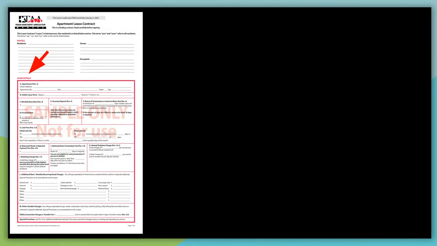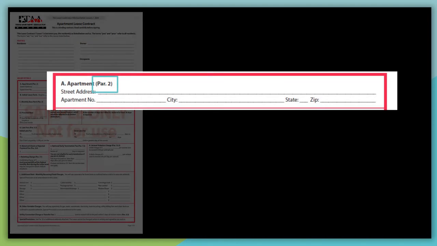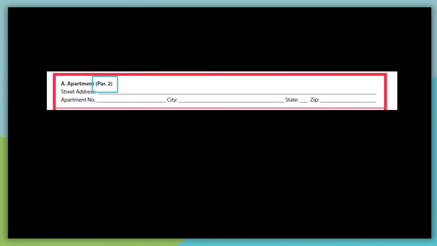We'll next look at the lease details portion. Under Section A, you will find the address of the apartment. Next to the apartment title, you will notice text inside parentheses. This indicates that more information about this section is available in the subsequent pages of the lease.